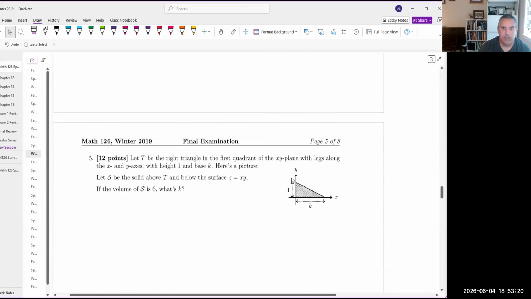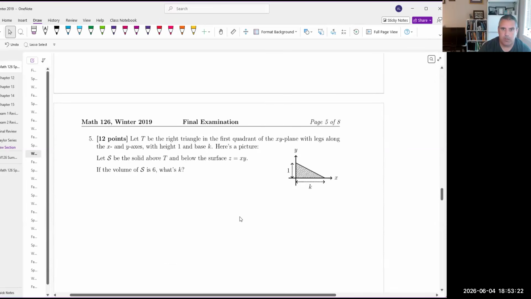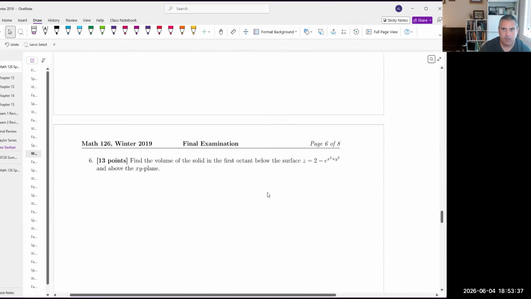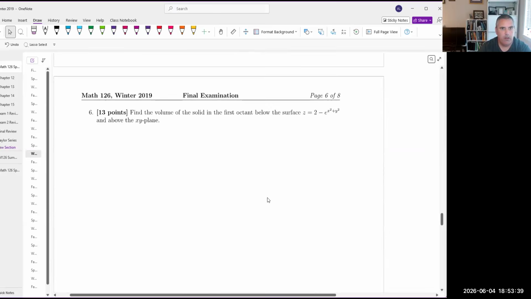Let's see what this is. Let T be the right triangle. Let S be the solid. Find. So this is a volume setup question. There's something unusual about it, like there's an unknown side, but it's about finding bounds, I suspect. So we could come back. But the question was on number 6. So let's see what this one's all about.